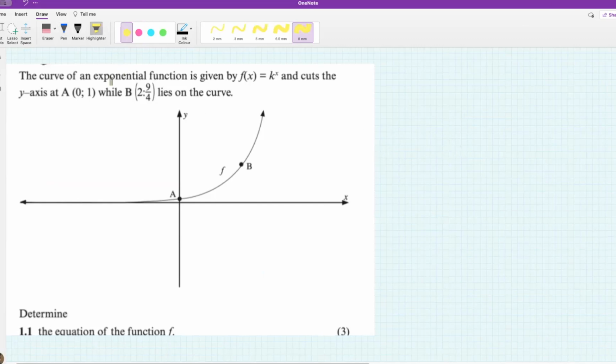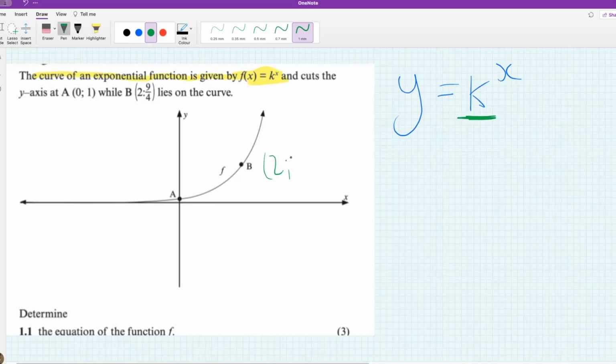So here's a past exam question. It says the curve of an exponential function is given by f of x equals k to the x. So actually, this is, in some ways, simpler than what we've been doing. All you have to do to figure out this equation is to figure out what k is. And they say that it goes through the point 0, 1 and the point b, which is the point 2, 9 over 4.